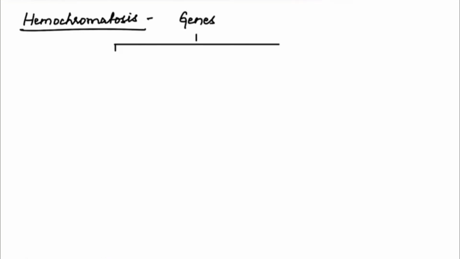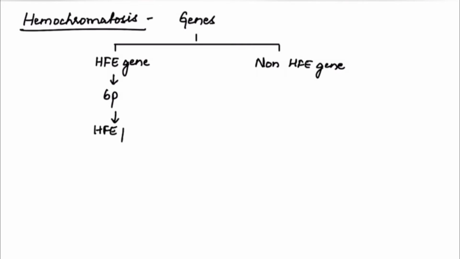Now the genes involved in hemochromatosis are divided into HFE genes and non-HFE genes. The HFE gene is located on the short arm of 6th chromosome, and it encodes the HFE protein, which we have already seen.